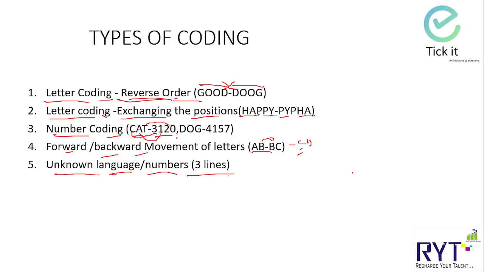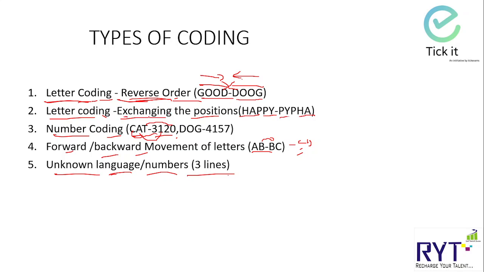Types of coding, decoding problems. There are a variety of problems in this. The major ones are 5 different types. The first one is letter coding, where just letters will be interchanged. They might be changed in reverse order, so the order of the letters will be changed. Good might be coded as DOOG. So this is the first type.